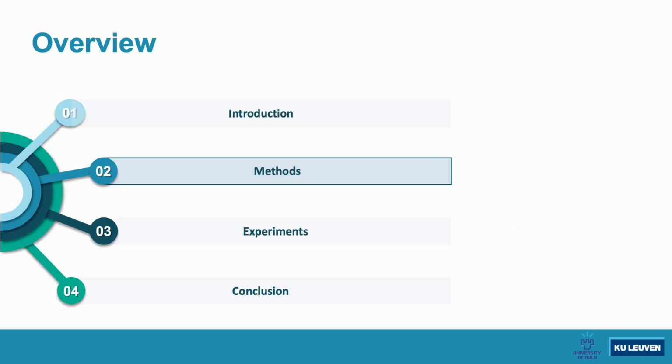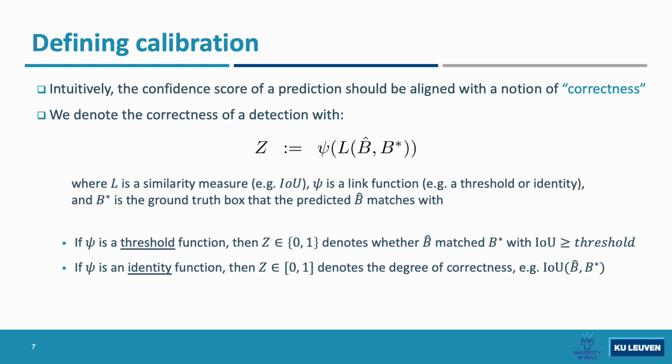So let's look at this definition. Intuitively, calibration requires that the confidence score of a prediction should be aligned with some notion of correctness. In object detection, assessing correctness is more nuanced than in classification because it involves evaluating the degree of overlap between two sets of pixels. In order to define a family of calibration errors that considers this degree of correctness of a given prediction, we introduce a similarity measure L, for example IOU, and a so-called link function, which can be, for example, a threshold or an identity function.